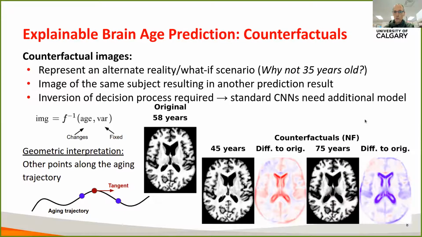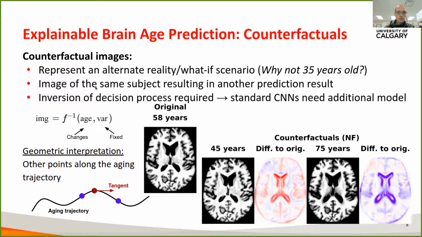And what we can also do due to the invertibility of our model is something that we call counterfactuals. So counterfactual images represent an alternate reality. It's kind of a what-if scenario. So if we have a true or given original image at the age of 58 years, we can, for example, ask our model, why wasn't that one classified or predicted as being 35 years old? And can then generate an image which actually simulates this scenario.